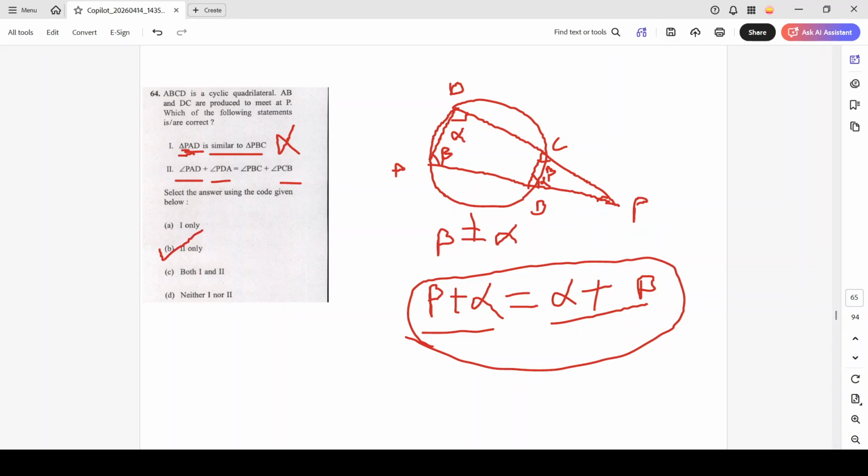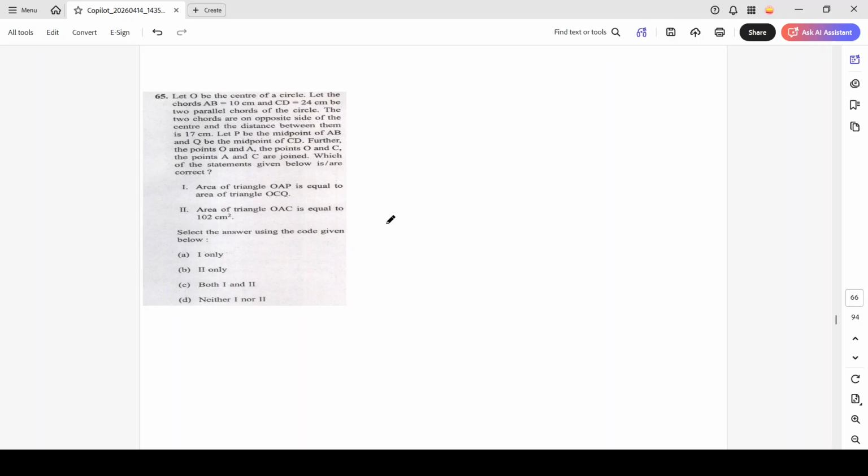Now moving on to the next question, number 65. Let O be the center of a circle. This is some circle, and O is the center of the circle. AB is 10 centimeter and CD is 24 centimeter. There are two chords, and both chords are parallel. The two chords are on opposite sides of the center, meaning AB is here and CD is here.